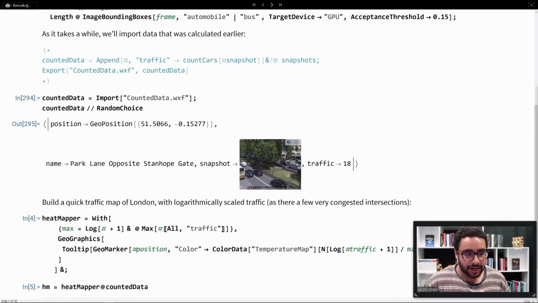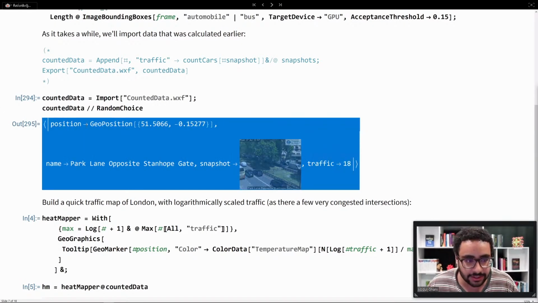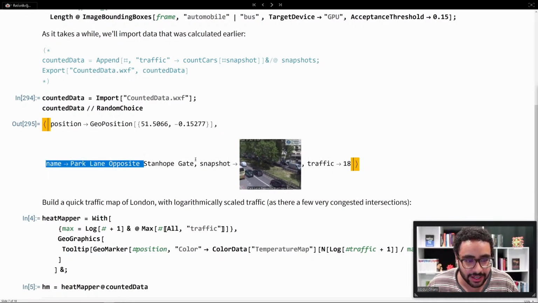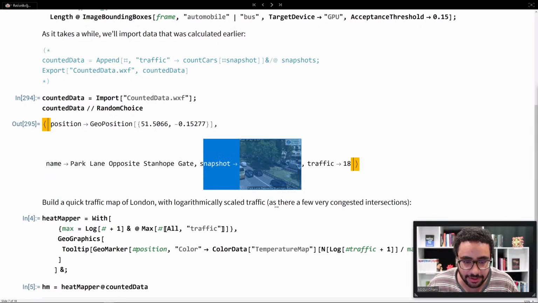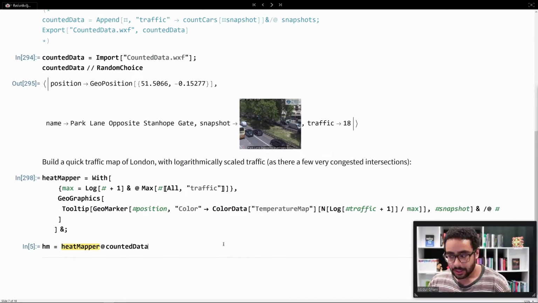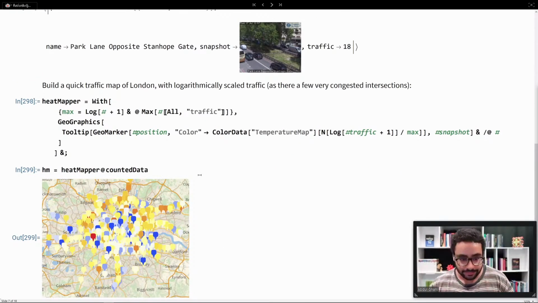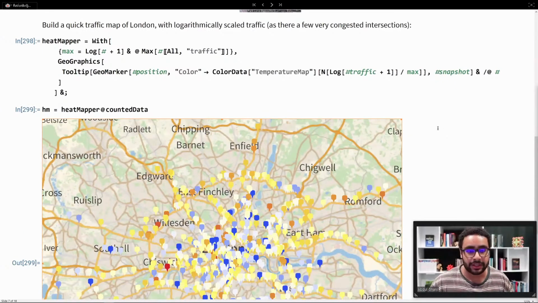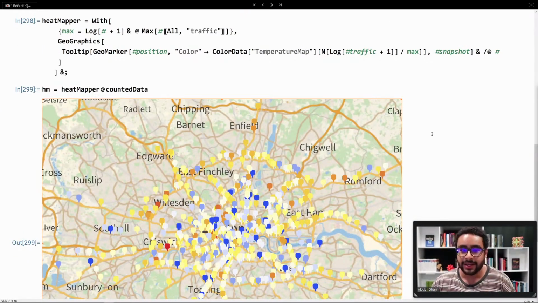Okay, so where are we? We have a bunch of things that look like this. We have a position of the camera and a name. At the moment, we have the picture of the camera, but we don't need that anymore, so we'll get rid of it. And then we have the number of cars that it's counted. So that's enough already to build a sort of traffic map of London. Just to see how things look on the map, as a sanity check, to see that our points are actually in London, and they are where we would expect traffic cameras to be.